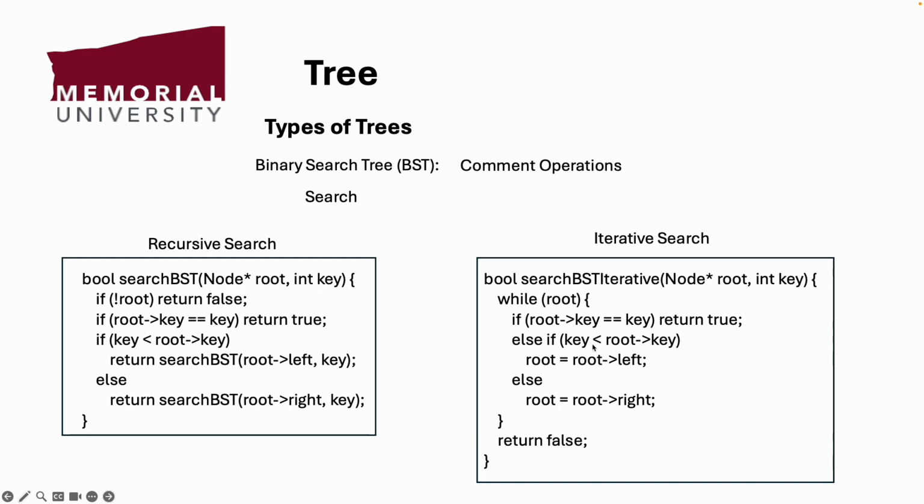Otherwise, if the target key value is less than the current root key value, we just focus on searching the left subtree. Otherwise, we focus on the right subtree. If nothing is found within this while loop, we reach this code, which means the key is not found in this binary search tree, so we return false.